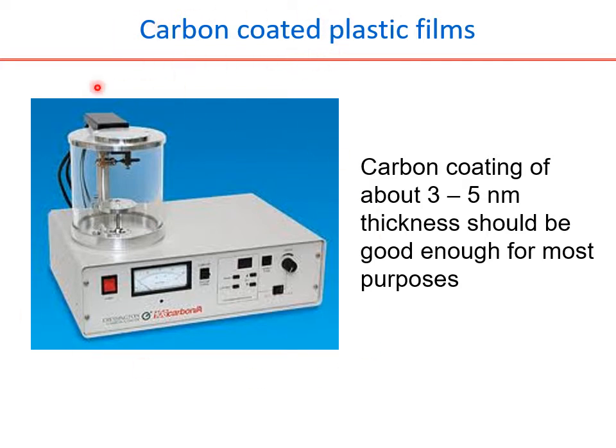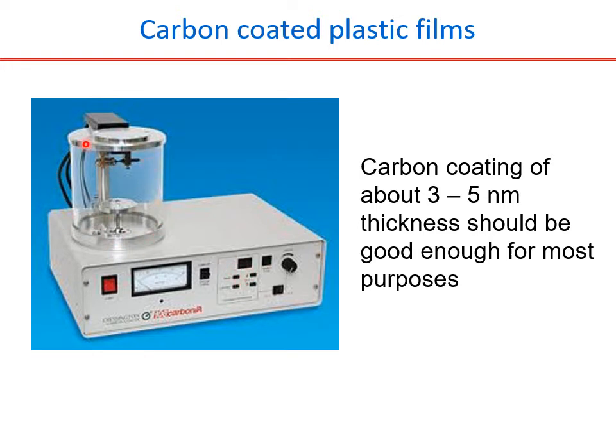So this is the setup of the carbon coating. This is basically a small vacuum setup. You can see a bell jar here, and there is a small stage on top of which we can lay down our grids. And now what you can see here is a set of electrodes. The electrodes are made of carbon rods, and these are powered by the power supply here.